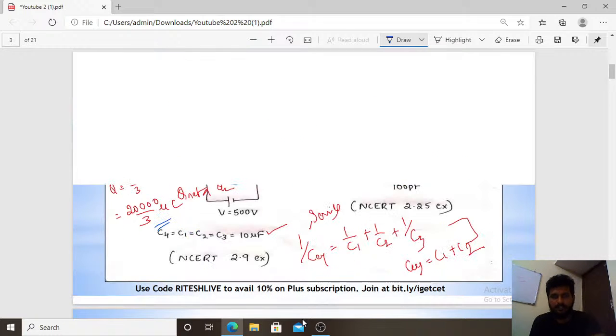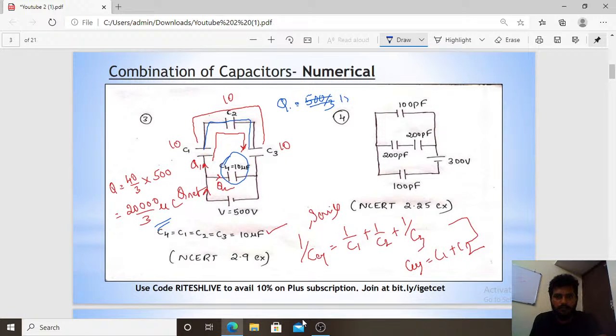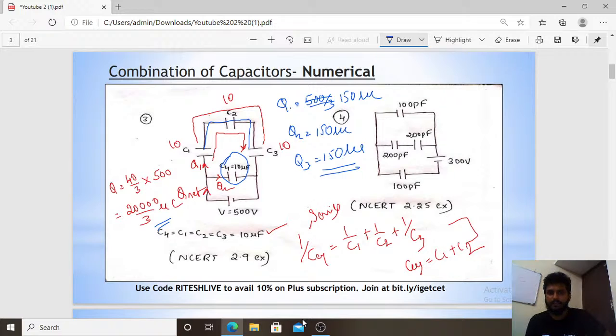Okay, 150. So this is 150 microcoulomb. Q2 is equal to 150 microcoulomb, and even Q3 is equal to 150 microcoulomb. So this is the value which I got, the charges on each capacitor, right? Similarly, you can get the value for the charges over all the capacitors.